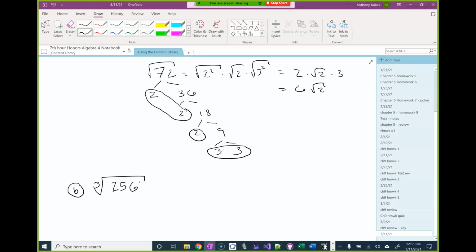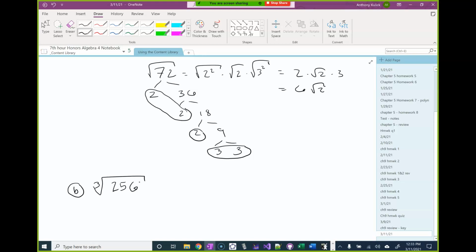$27, excellent, because 3 cubed is 27. 64, because 4 cubed is 64. So this is much harder, right? These are not quite as easy off the top of our head to come up with.